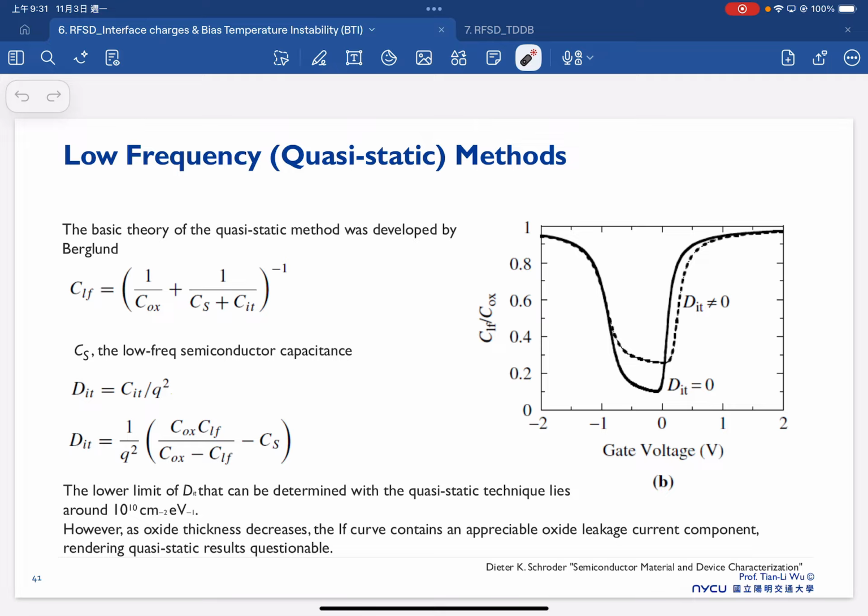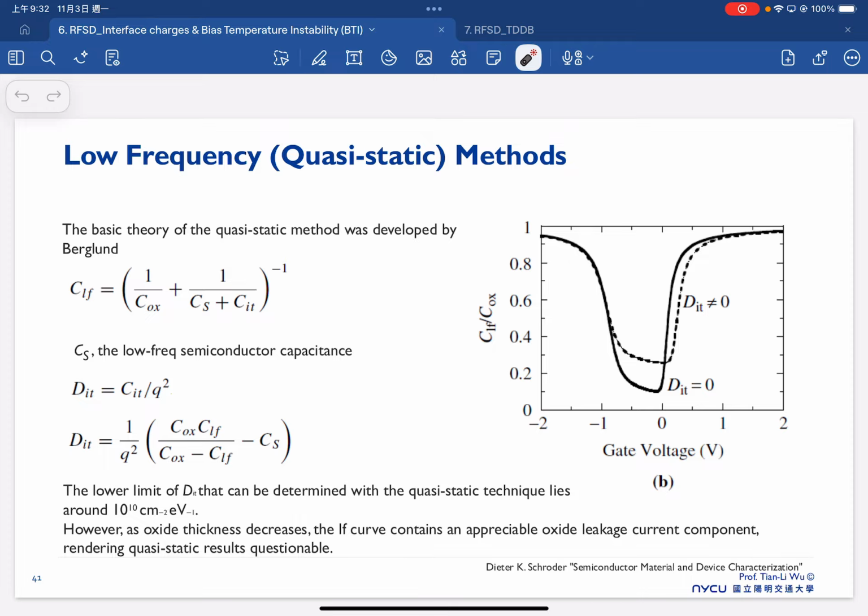Okay, good morning everyone. Last week we discussed the issues of the interface charge, and we saw some influence coming from the interface charge, especially related to the CV curve. We see some stretch-out.